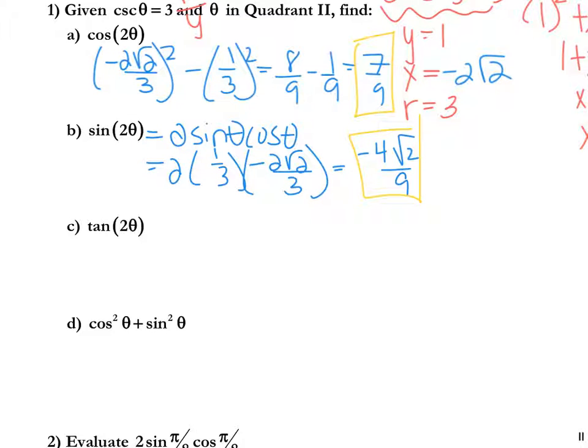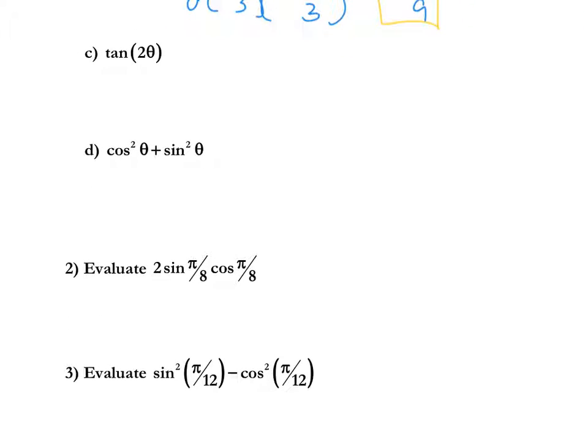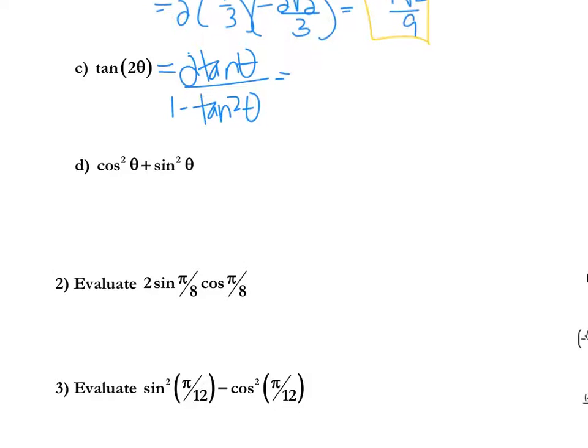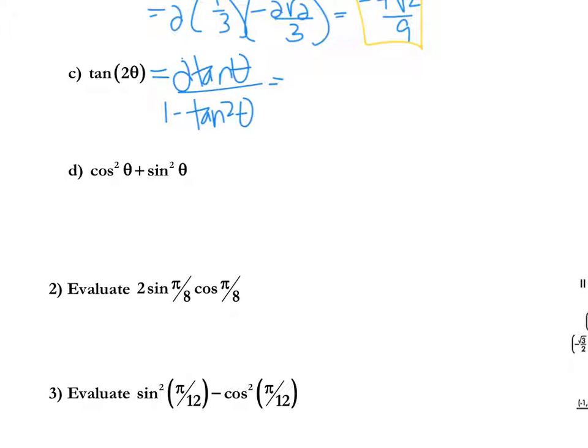Okay. All right. Moving on to the tangent double angle. Okay, this is typically just like it was for the sum and difference one. This one tends to be a tougher one for us. So let's first write it out. So we have 2 tangent theta over 1 minus tangent squared theta. So 2 tangent theta, well, tangent is going to be 1 over -2 root 2.